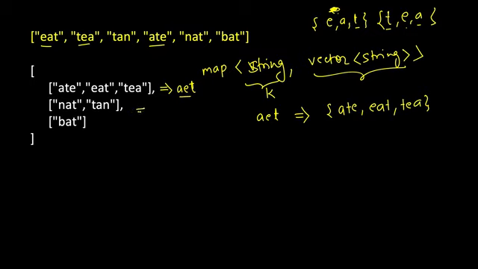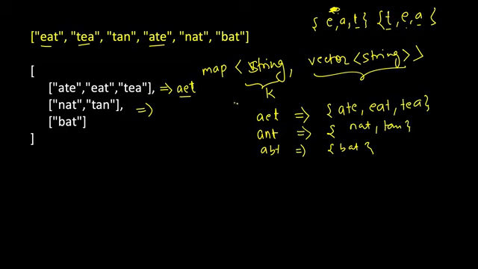Similarly, the second key will be ANT, the sorted form of this, and its value will be a vector containing this, and the third key will be ABT and the value will be BAT. Now how do we build this dictionary?